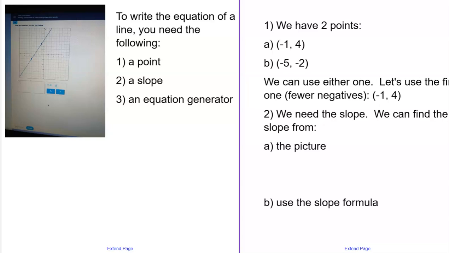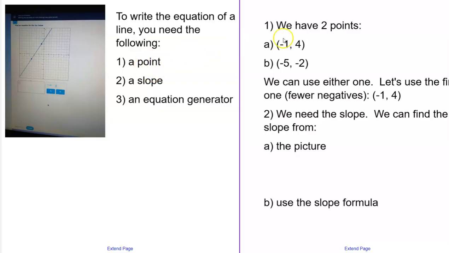Okay, let's talk about writing the equation of a line. In order to write the equation of a line, you need the following: a point, a slope, and an equation generator. Let's go through each one of these.